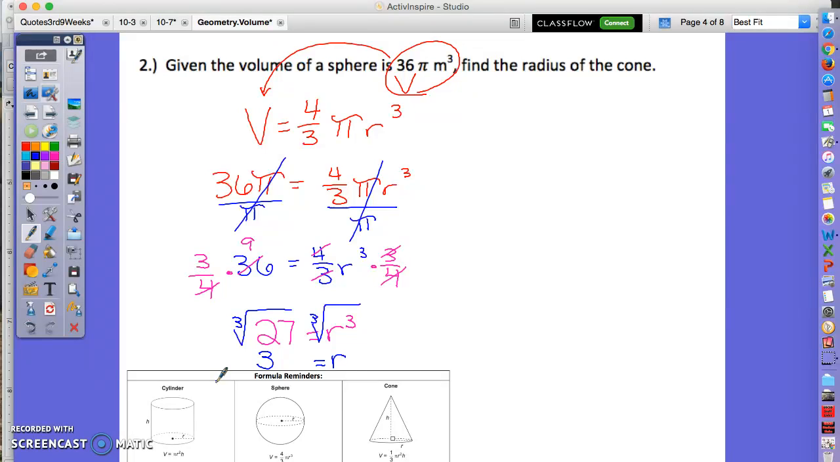On all geometry problems, always look for a label on your answer. We're finding the radius. The radius would be meters, not meters squared, not meters cubed. The volume was meters cubed. The radius would be meters. So my answer is 3 meters.